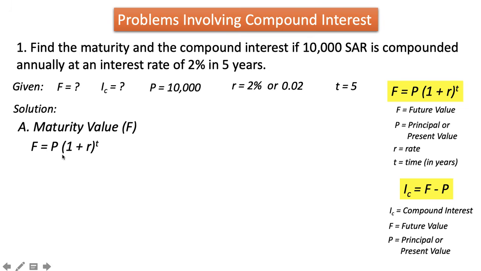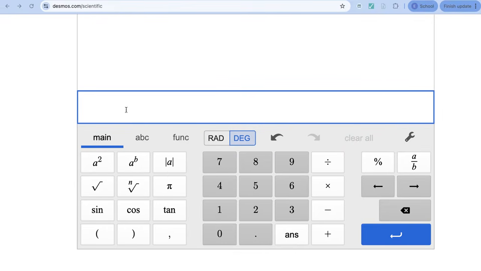So here is our formula, then substitute the given. So P is 10,000, write down 1, then our R here is 0.02, and our T is 5. So from here, we're going to use a calculator. So 10,000 times 1 plus 0.02 raised to the 5th power, and here is our answer.